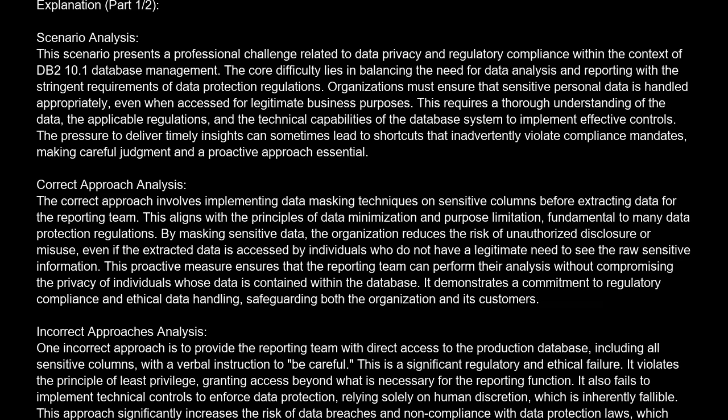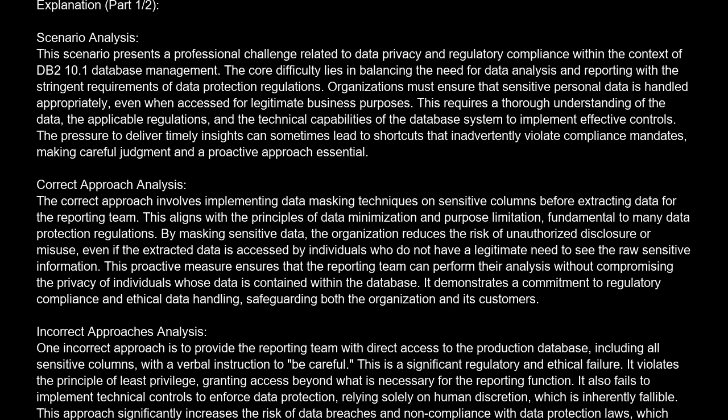database management. The core difficulty lies in balancing the need for data analysis and reporting with the stringent requirements of data protection regulations. Organizations must ensure that sensitive personal data is handled appropriately, even when accessed for legitimate business purposes. This requires a thorough understanding of the data, the applicable regulations, and the technical capabilities of the database system to implement effective controls. The pressure to deliver timely insights can sometimes lead to shortcuts that inadvertently violate compliance mandates, making careful judgment and a proactive approach essential.